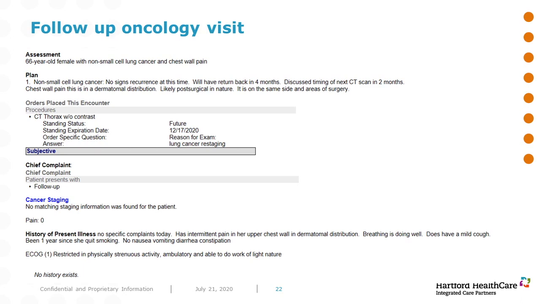So while the documentation states no signs of reoccurrence, as a coder and an auditor, I can look at this and say, all right, so now I have to reach out to the payer and get this active diagnosis code out of this patient's risk profile, because it clearly indicates no signs of reoccurrence. And in this case, the doctor should have utilized the history code.